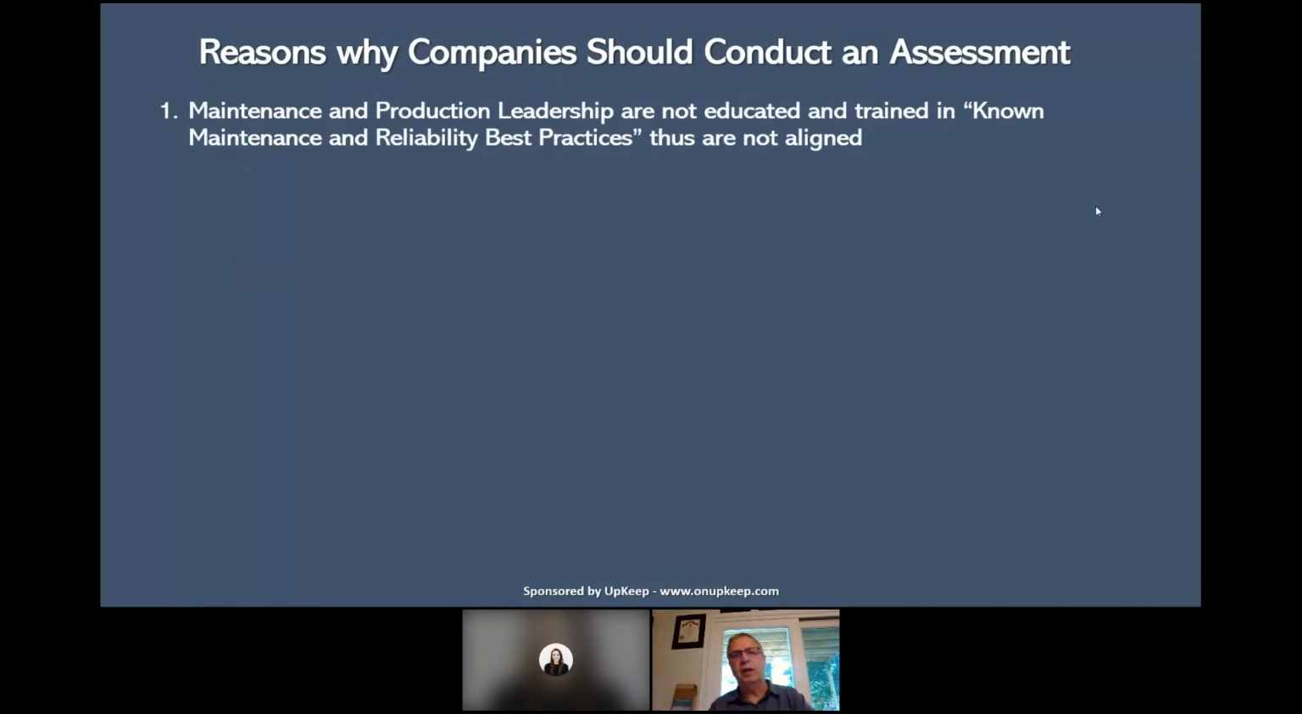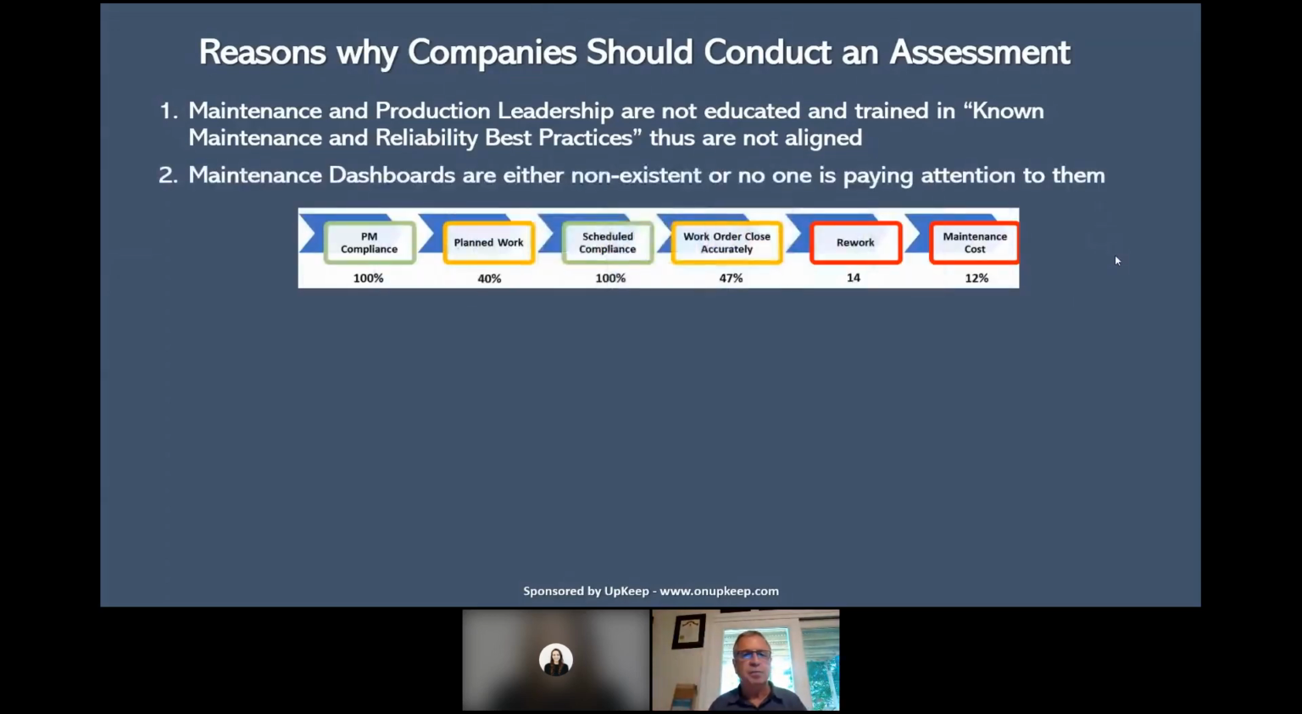Reasons why companies should conduct an assessment: maintenance and production leadership are not educated and trained in known maintenance and reliability best practices. Thus, they're not aligned. Everybody's got their own idea how we're supposed to be doing things. Maintenance dashboards are either non-existent or no one's paying attention to them.